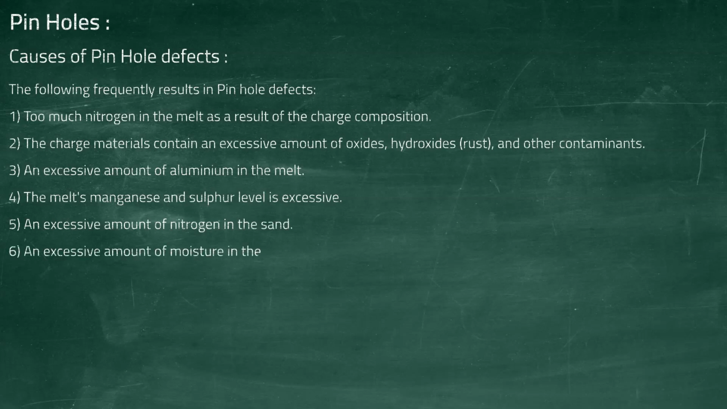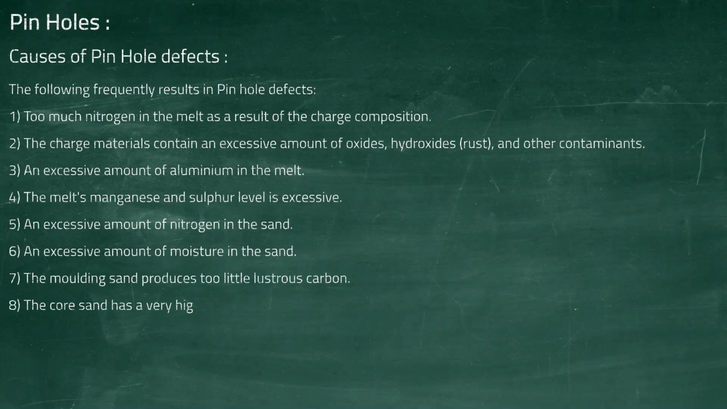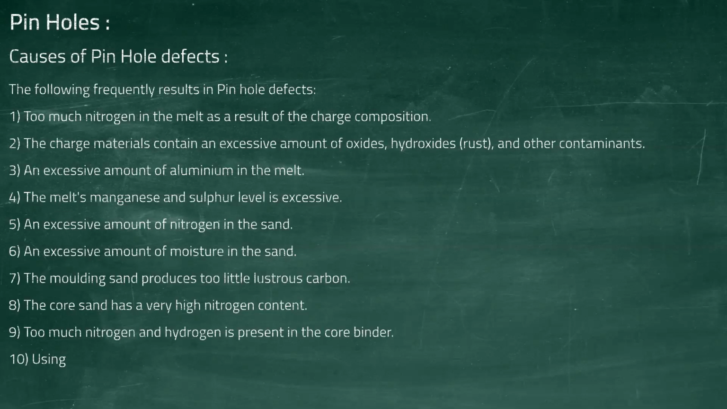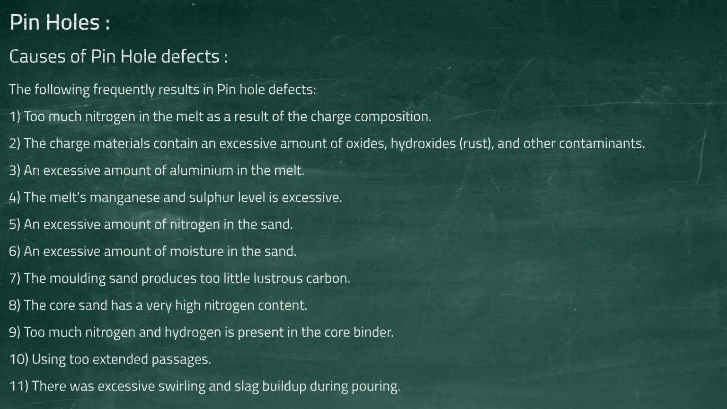An excessive amount of moisture in the sand. The molding sand produces too little lustrous carbon. The core sand has a very high nitrogen content. Too much nitrogen and hydrogen is present in the core binder. Using too extended passages. There was excessive swirling and slag buildup during pouring.